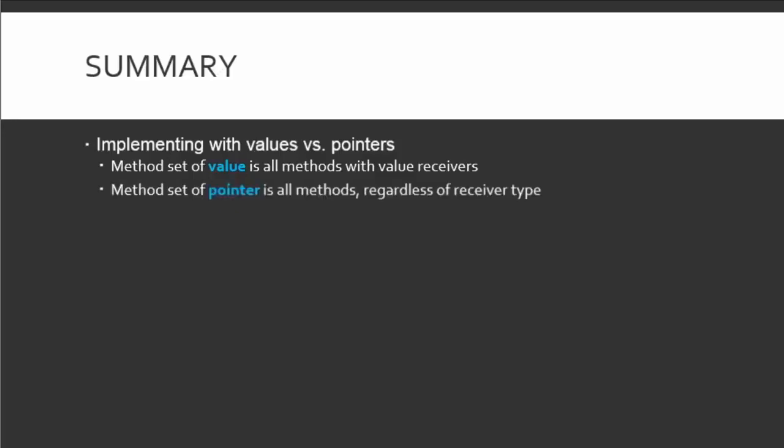With pointers, things are a little bit more flexible. Because pointers always have access to the underlying type as well, the method set for a pointer is all of the methods regardless of the receiver type. So all of the value receivers as well as all of the pointer receivers. So pointer types are definitely more flexible when you're implementing interfaces.